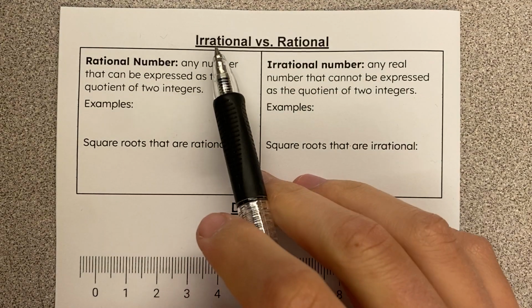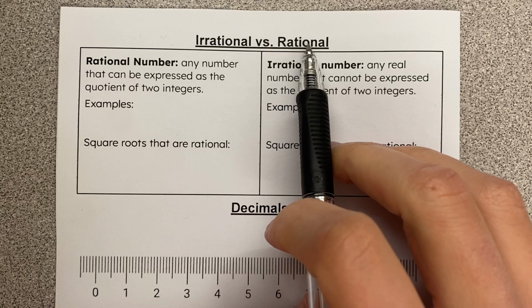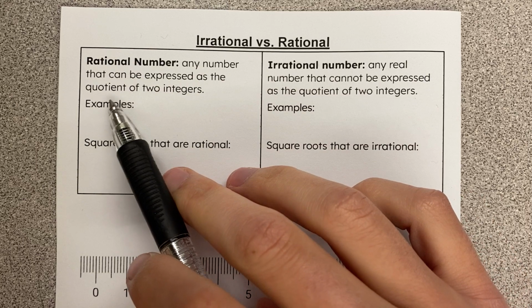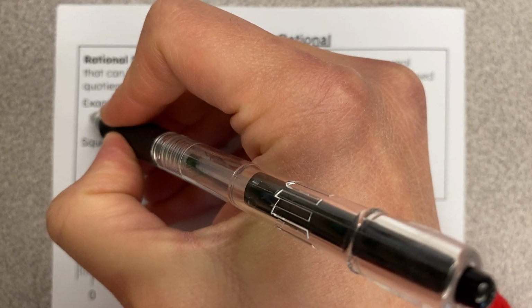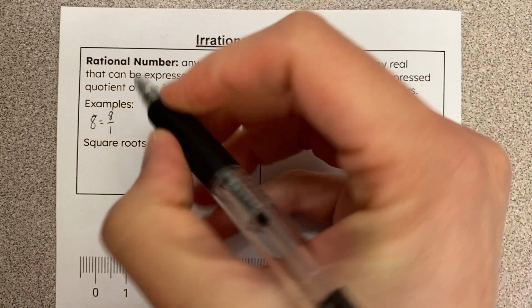Okay, the first topic we're going to talk about today is the idea of irrational numbers versus rational numbers. Here's what a rational number is: any number that can be expressed as the quotient of two integers. For example, 8 is a rational number. Why? Because 8 is 8 over 1. This is a rational number.